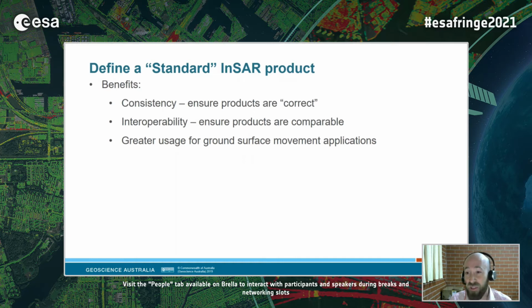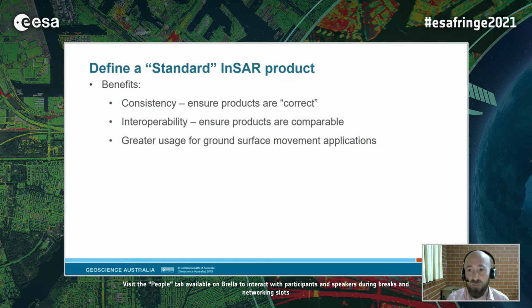So really, I think it's a good time for us to have this conversation, to define a standard for the InSAR product, because the benefits are fairly obvious. For the user, there's consistency in the products that they can download. So if I download a product that Geoscience Australia have generated, and then also download a similar product that COMET have generated for the same area, I want to know that those products are going to be consistent. Interoperability, so those products have appropriate metadata defined so that they can be used with products from other data providers.